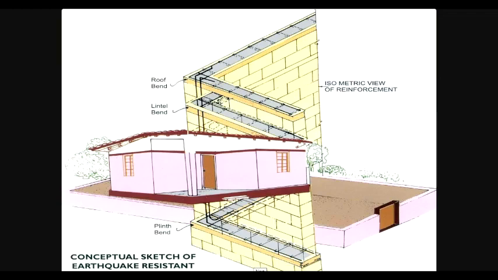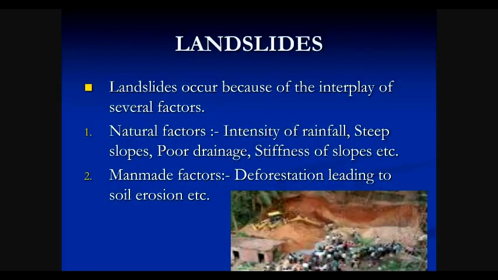Now, landslide. What actually a landslide is and how houses are to be constructed in landslide prone areas. So, first of all, landslides. A landslide occurs because of the interplay of several factors, natural factors and man-made factors. Natural factors include intensity of rainfall, steep slope, poor drainage, stiffness of slopes, etc. Man-made factors include deforestation leading to soil erosion, etc.